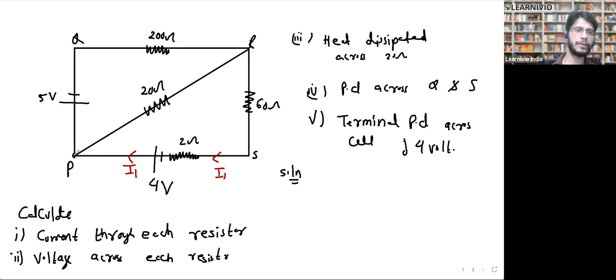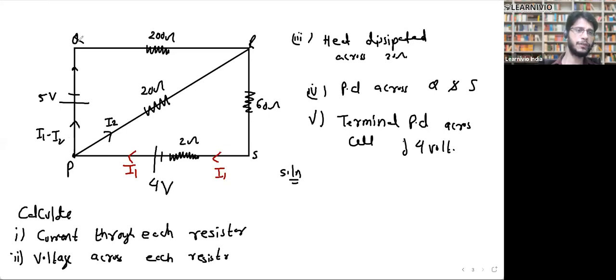Fatma, will there be any division of current when this current I1 reaches point P? Is there any division? In how many parts will this I1 divide? Two parts. Perfect. It will divide into two parts. Let's say some I2 goes here. What's the remaining current? I1 minus I2. Perfect.